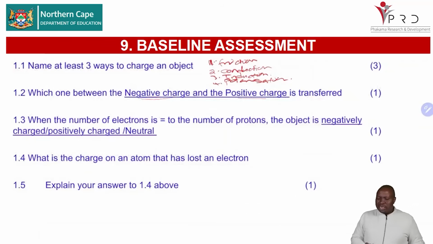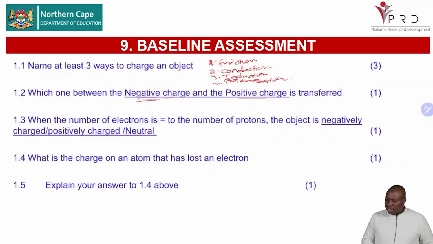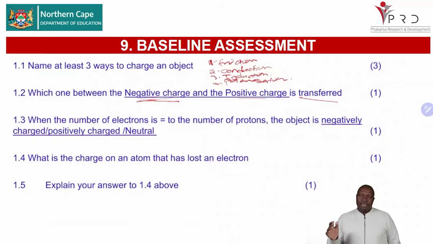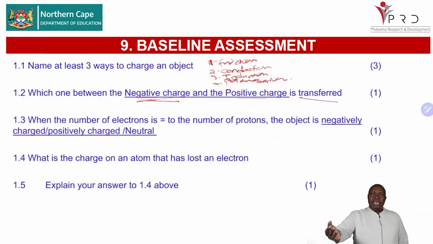So we know that it is the negative charge that is transferred. So the movement is the movement of the negative charge. Hence, I've shown you with the loss of electrons and gaining of electrons. So we always talk about the electron, the negative charge. It's either lost or gained. Then we know that we are able to move like that.